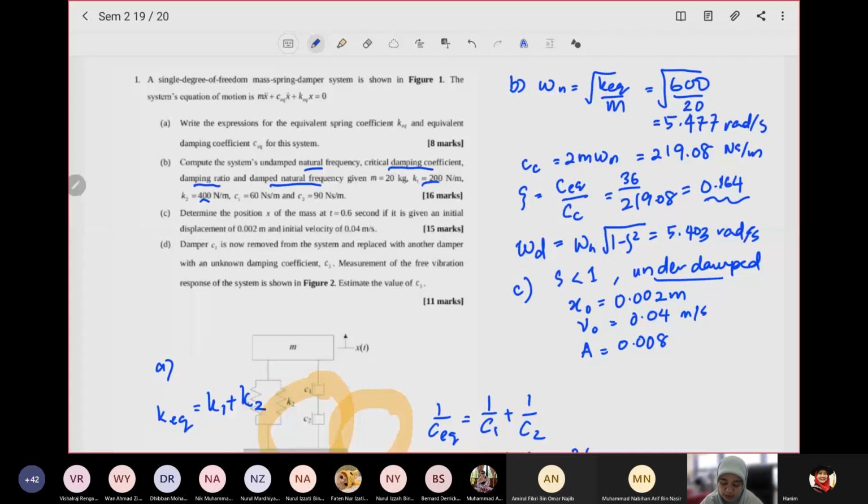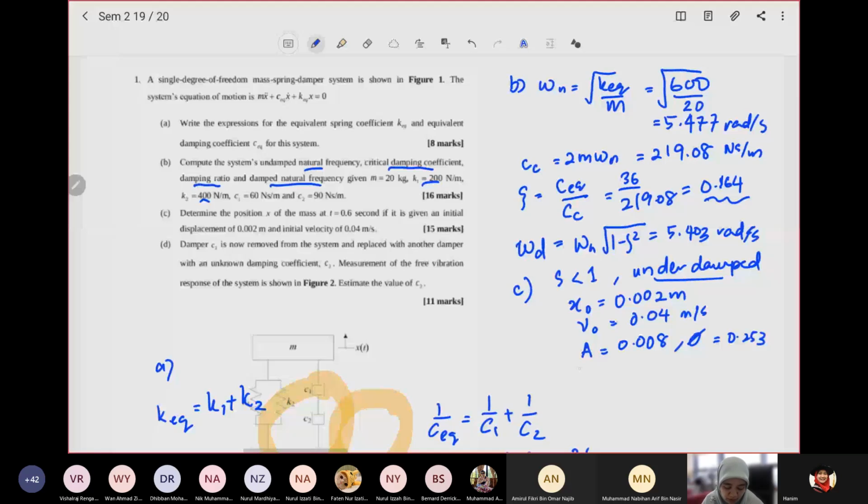Then once you get your A, you need to get your phi. If you substitute the value, your phi is 0.253. I don't show the overall; you can check back the solutions. It's already in Moodle. I just show you the basic steps, how you're going to do this.